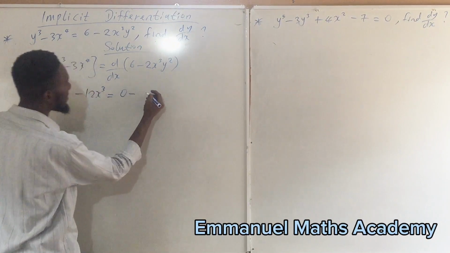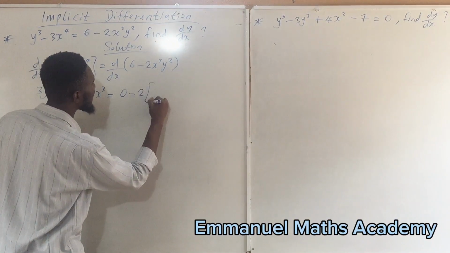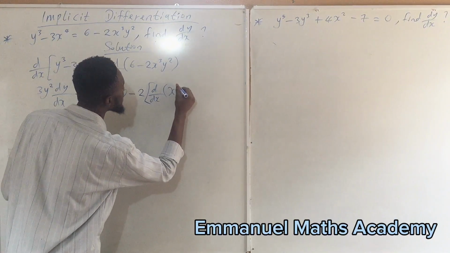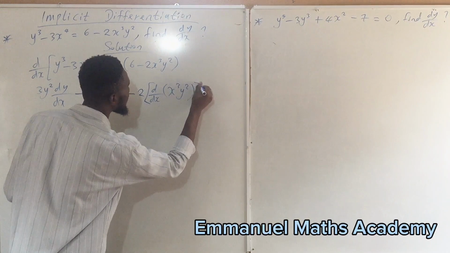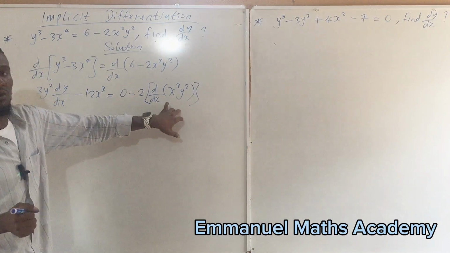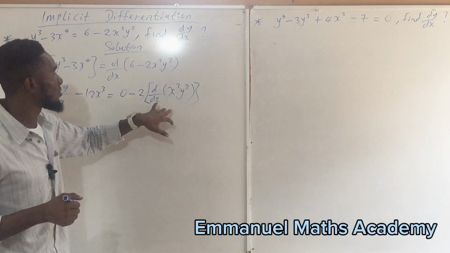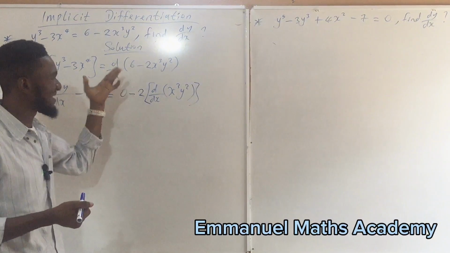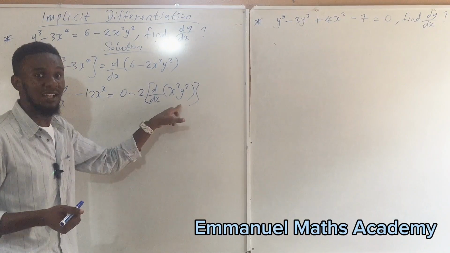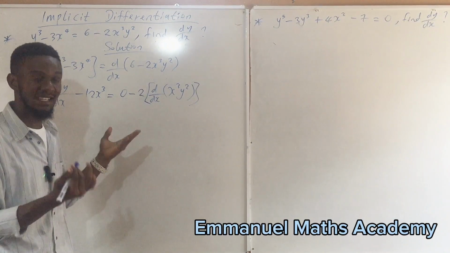you now have what? Let's use this to open up this. Minus 2 into bracket x power 3 y power 2. You now open up this, you solve this using product rule. But while using the product rule, you now apply implicit differentiation. Is that correct? Because this is multiplying each other. We use the product rule when we have two functions multiplying each other.